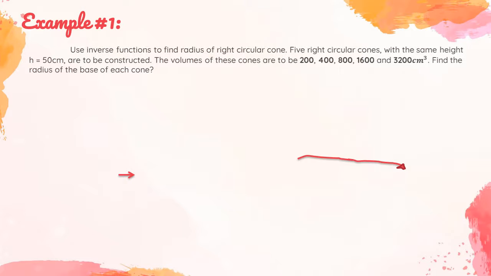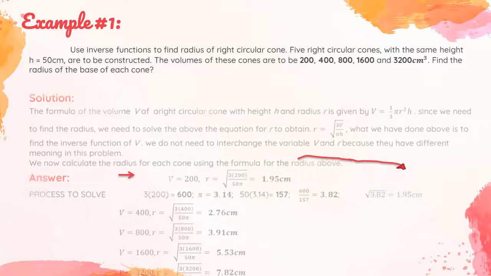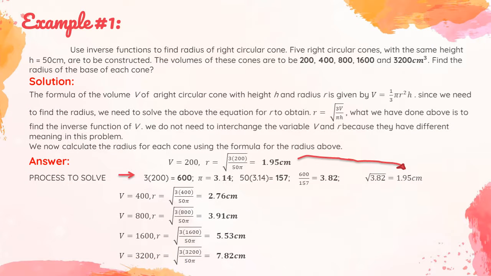Next, use inverse function to find the radius of a right circular cone. Five right circular cones which have the same height, h equal 50 centimeters, are to be constructed. The volumes of these cones are to be 200, 400, 800, 1,600, and 3,200 centimeters cubed. Find the radius of the base of each cone.